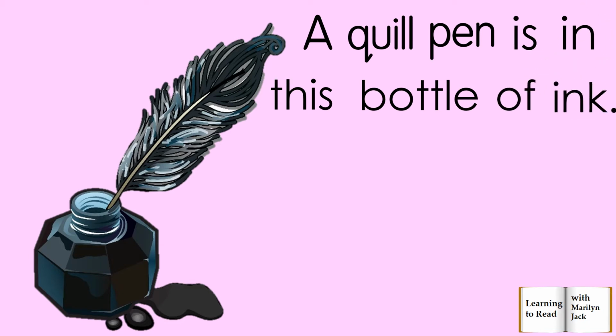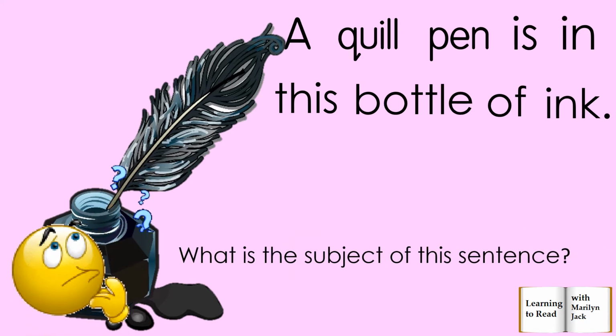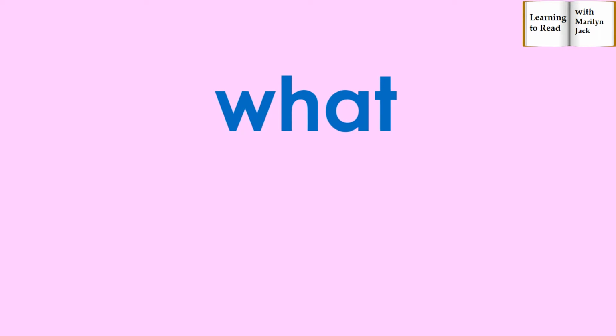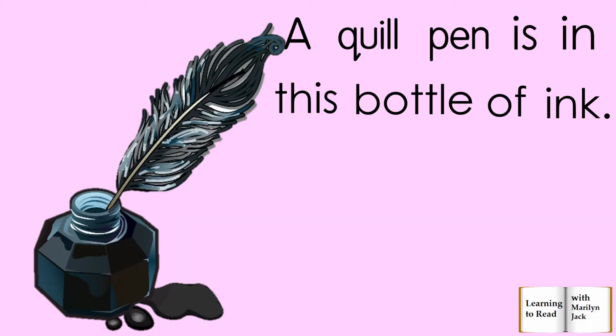A quill pen is in this bottle of ink. What is the subject of this sentence? To find the subject, we must find what is performing the action. When we find what is performing the action, we find the subject of the sentence. What is performing the action? A quill pen is performing the action. Therefore, the subject of this sentence is a quill pen.